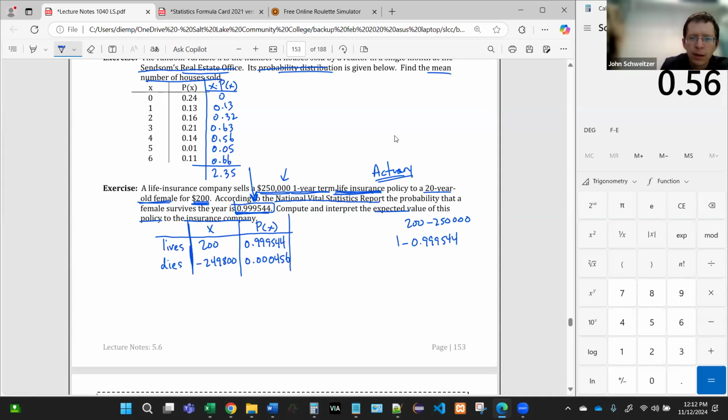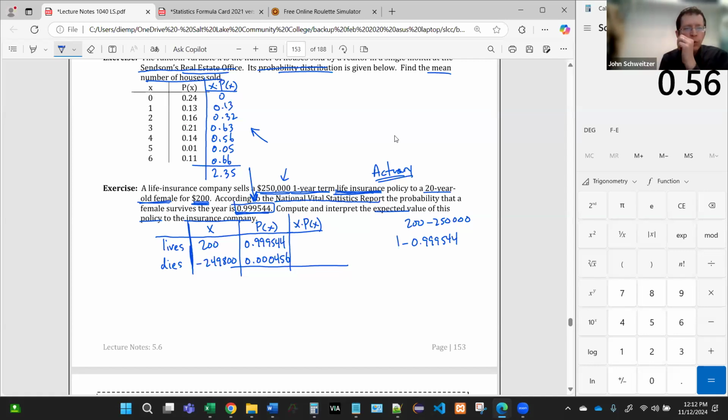Then to get the expected value, we'll follow the same formula. We create a third column, x times p of x, and then we add those quantities. And that's what I want you to do. I've set up the distribution here for you, and I want you to find the expected value.